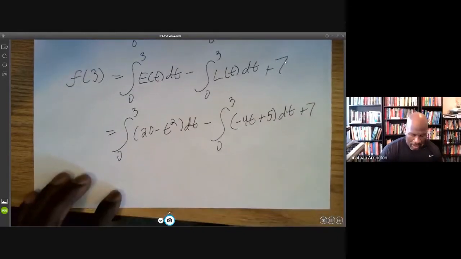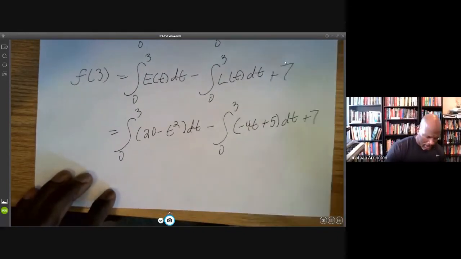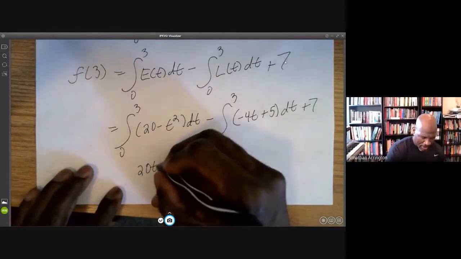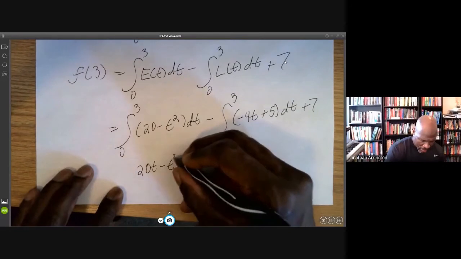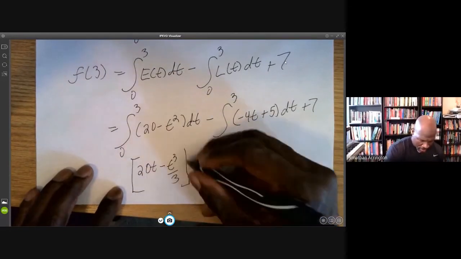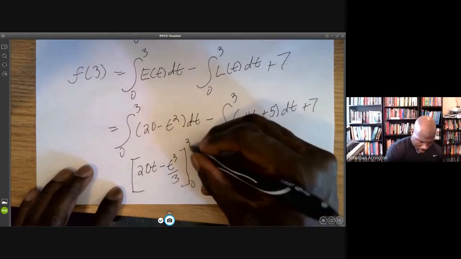All right, so let's go ahead and integrate. We've already integrated e previously, and that's 20t minus t cubed over 3, to be evaluated from 0 to 3.